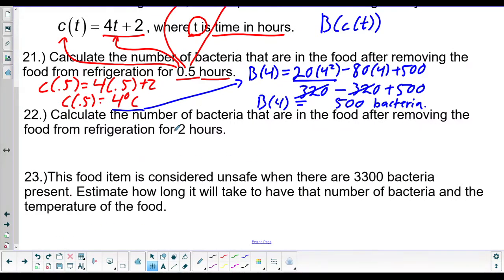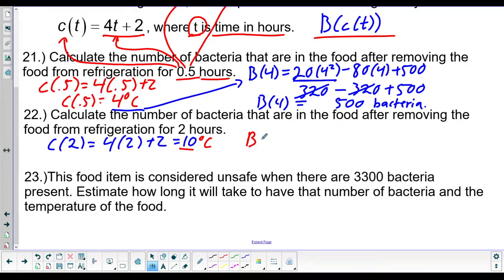Let's do one more here. It says, calculate the number of bacteria that are in the food after removing the food from the refrigerator for 2 hours. So it's the exact same thing we did here. We're just using a different number for time instead of 0.5. So we're going to do C of 2. We're going to plug our time into our temperature equation first. Equals 4 times 2 plus 2. 4 times 2 is 8, plus 2 is 10. Then we're going to plug this 10 degrees Celsius into our bacteria equation.